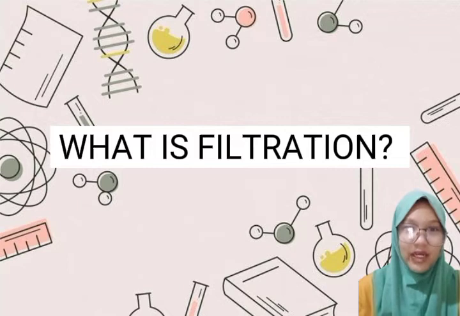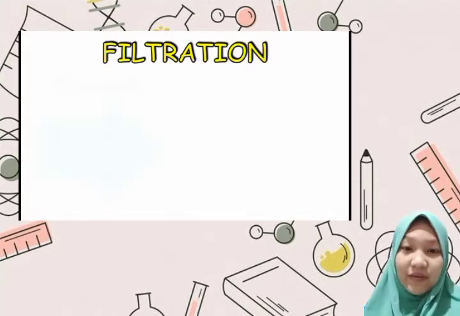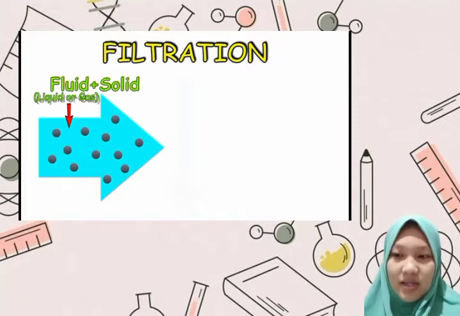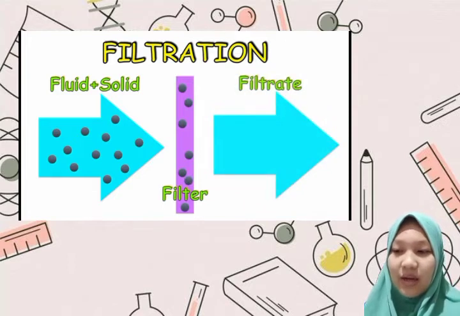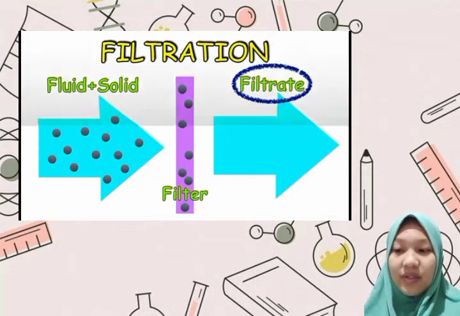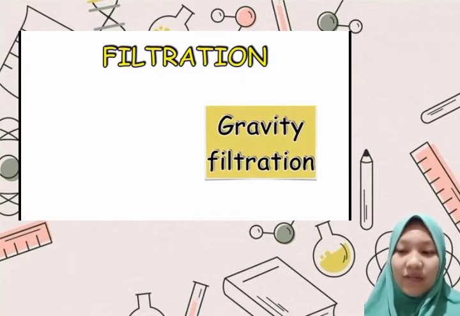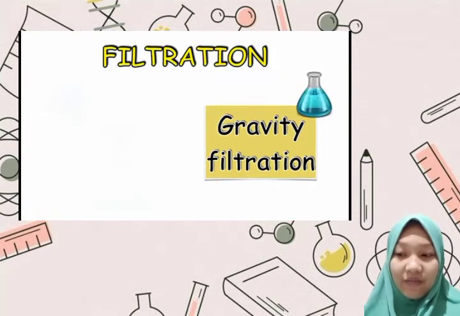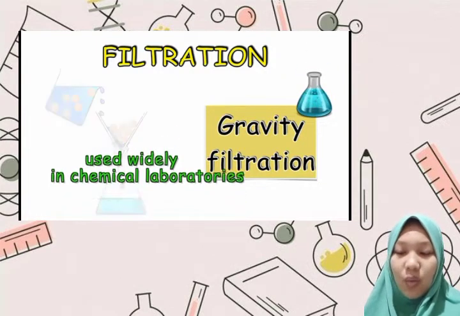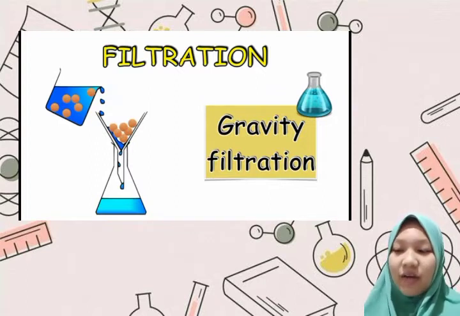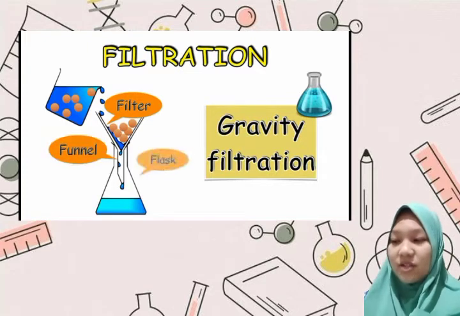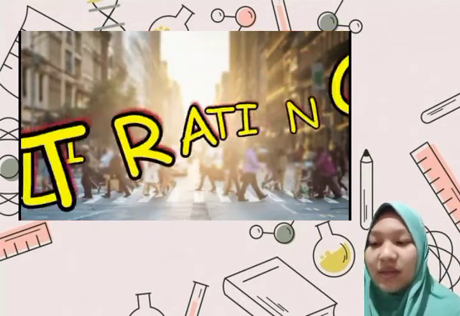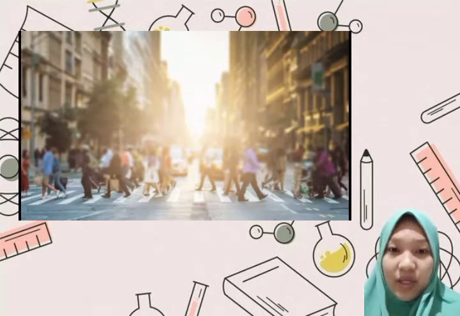So what is filtration? Filtration is a process used to separate solids from liquids or gases using a filter that allows the fluid to pass through but not the solid. The fluid that passes through the filter is called filtrate. Gravity filtration is the simplest form of filtration in chemistry and used widely in chemical laboratories. In gravity filtration, the solid is trapped by the filter and the filtrate is collected through the funnel into the flask. Filtration happens every day around the world.